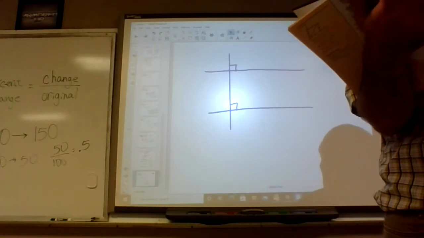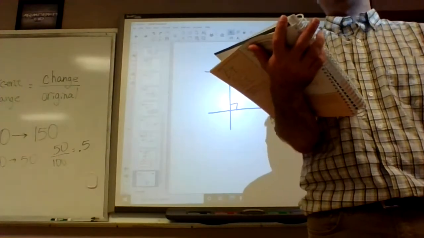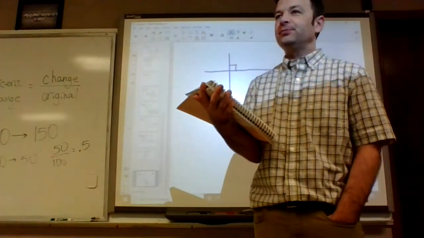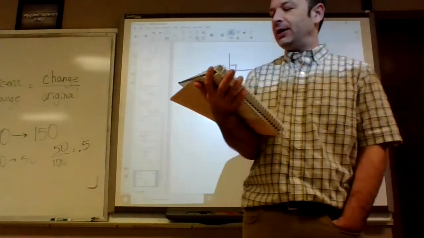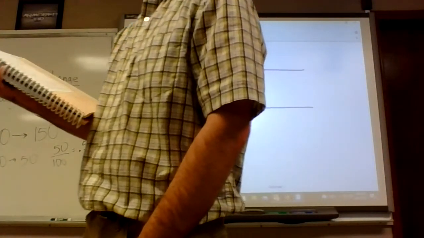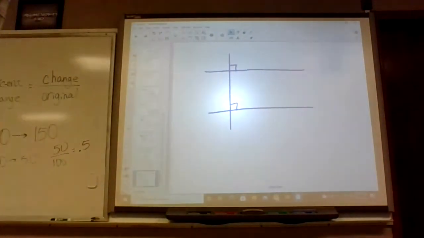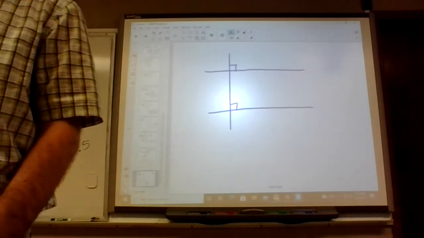Is there consecutive? No, they're not. They are not the same angle. Definitely not. They're consecutive interior. They're both on the same side, 3 and 5. They have to do what? They have to add up to 180. So if you do 180 minus 135, that will give you angle 5.